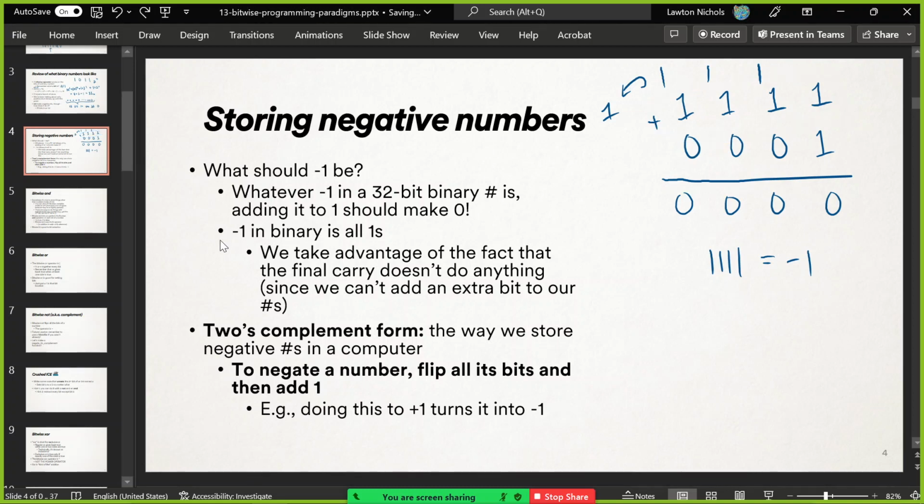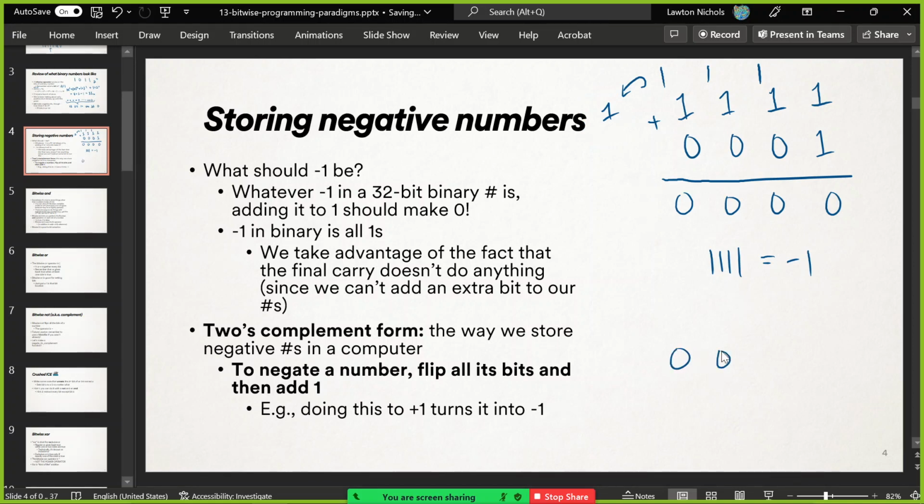All right, so yeah. The reason this works is because that final carry, when we're adding numbers, doesn't do anything. It just vanishes. All right, there's no 33rd bit. There's no 5th bit. Okay, let's do the same to discover what -2 should be.